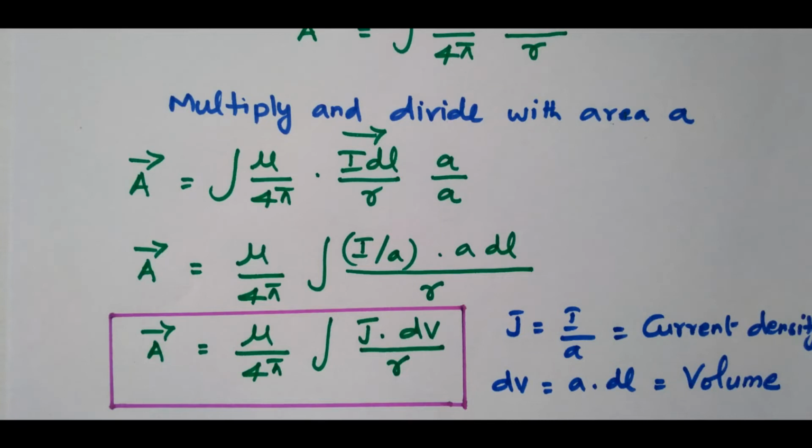In this video we discussed the magnetic potential, the two types: scalar magnetic potential and vector magnetic potential.